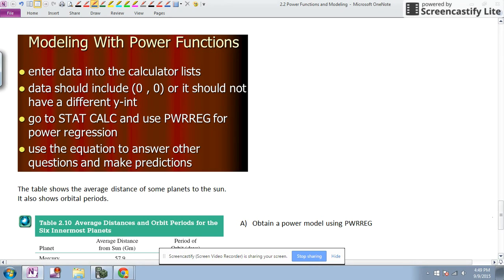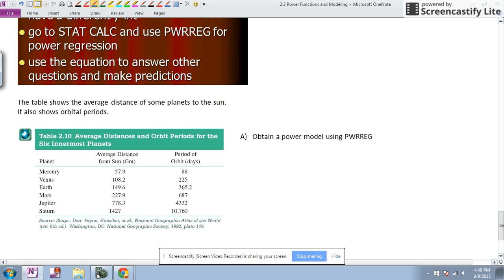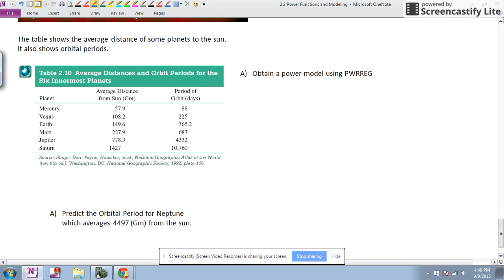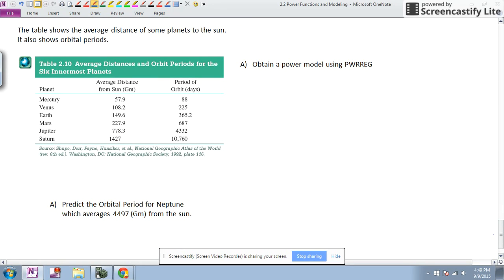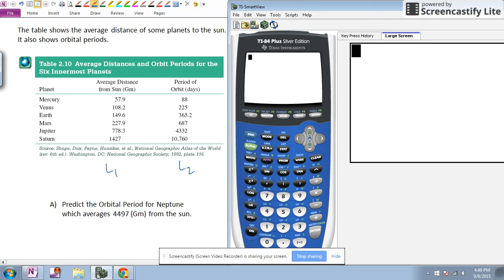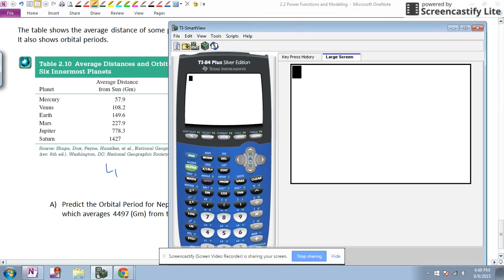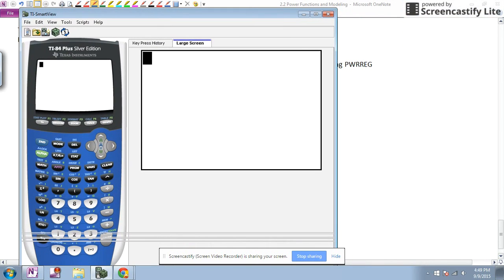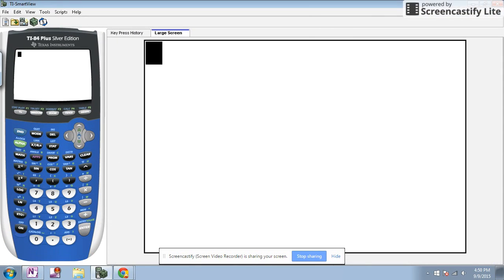So here I have data that shows the distance from the sun and the period of the orbit, how many days it takes to make one complete orbit around the sun. And so what you'll have to do is grab your calculator and type this into, as always, list 1 and this into list 2. And then therefore we can use power regression. Now to save some time, I did cheat ahead because I knew you could pause the video, and I typed it in. Oh, heck, I'll go full screen.